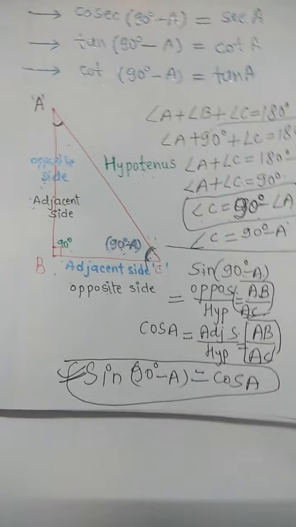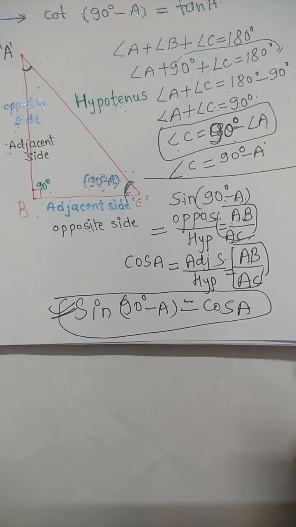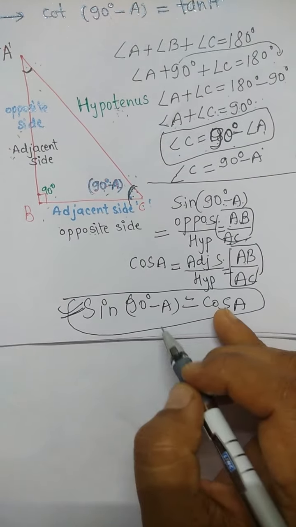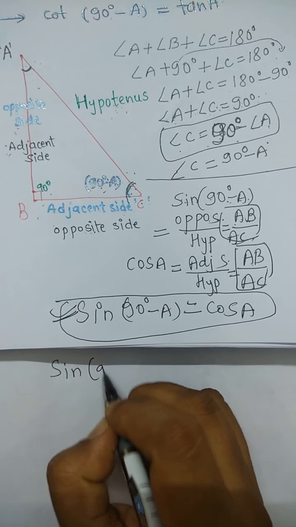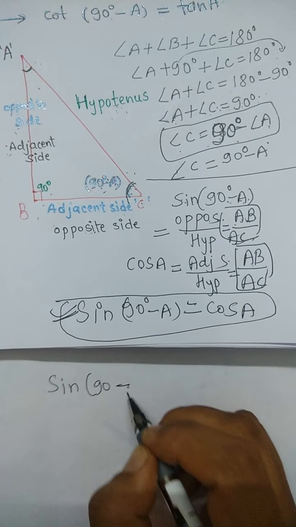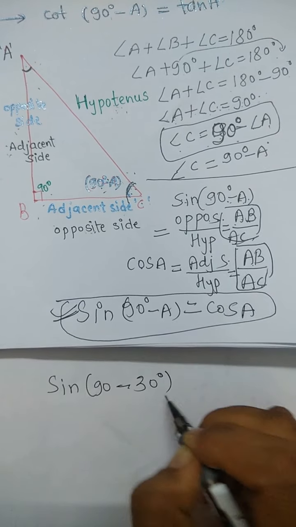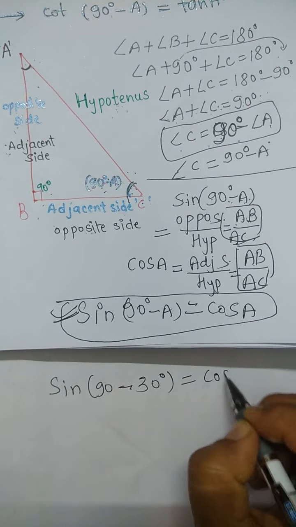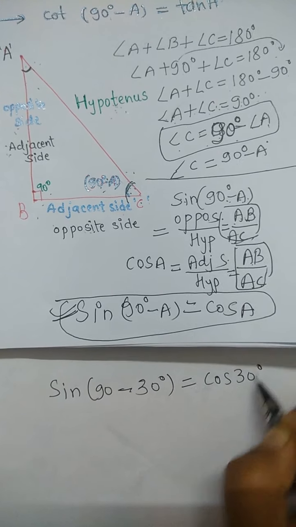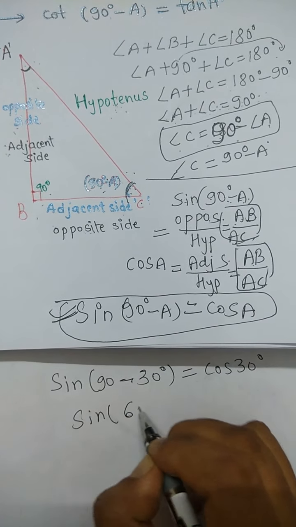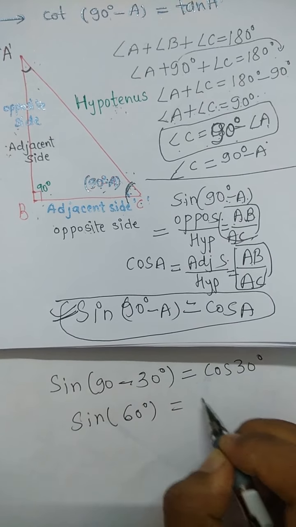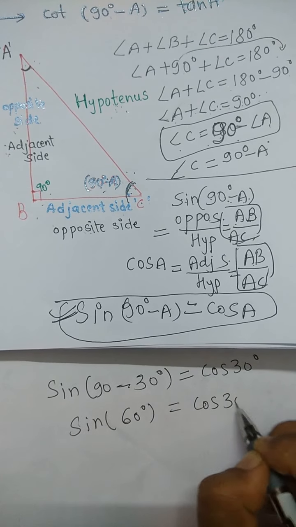For that, what should you do? You should take A value as 30 degree or something. Suppose I am taking the A value as 30 degree. Then cos A means cos 30 degree. Sin(90 minus 30), that is sin 60 degree, is equal to cos 30 degree.